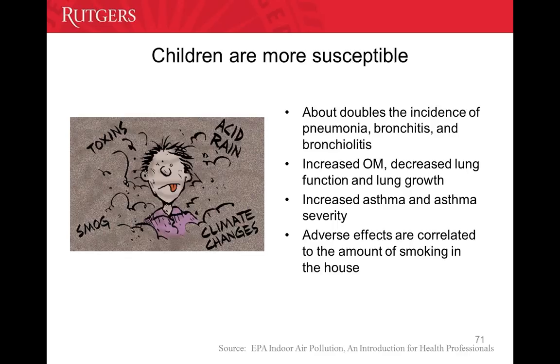As we said over and over again, we worry about susceptible populations, and certainly children are very much in the line of fire. They're outside playing, especially children that have some health issues. We see an increased incidence of pneumonia, bronchitis, and other diseases from children's exposure to air pollution, increases associated with asthma and asthma severity, and of course a whole range of other things as a result of smog and climate change and acid rain like the cartoon shows us.